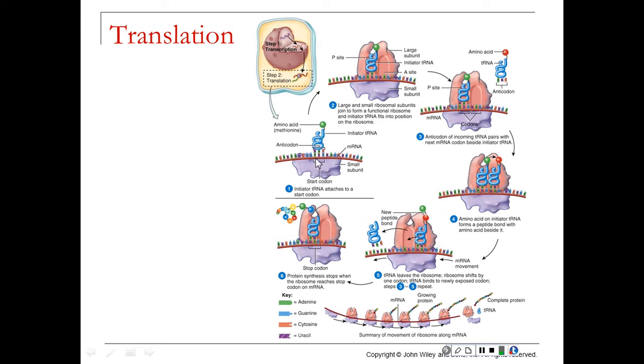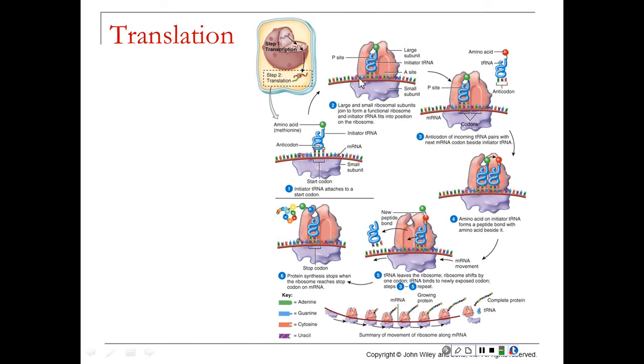So if our mRNA has the codon A, U, G as the start codon, our anticodon on the tRNA is UAC. It's the complement of whatever's on the mRNA. Then there's a specific amino acid that matches up with that anticodon. In this case, it's the amino acid methionine. There are 20 different amino acids that could be used in this case.